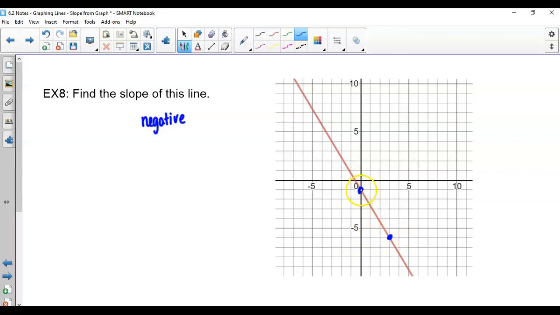So if I start at this point right here, I would have to go down 1, 2, 3, 4, 5. So my change in y would be 5. And then I have to go left or right. I have to go to the right here, 1, 2, 3. So my change in x would be 3. And so my change in y over change in x would be 5 over 3. And this line is decreasing, so that needs to be negative. So my slope here is negative 5 over 3.